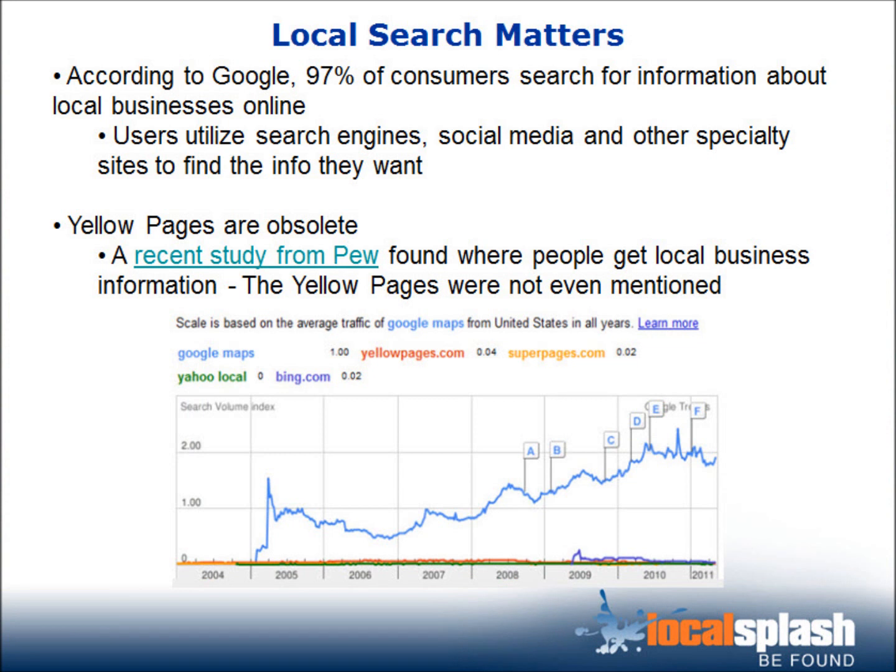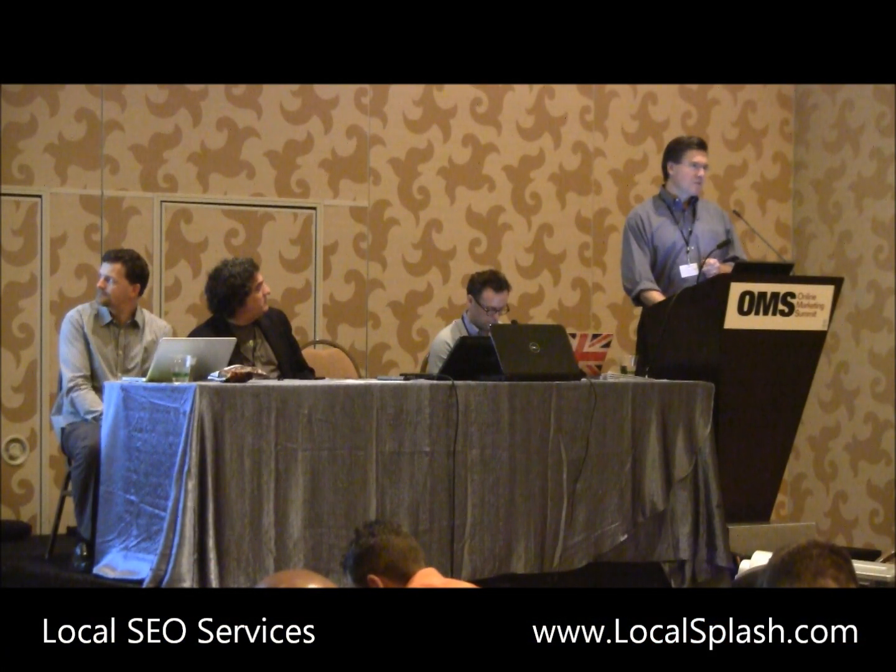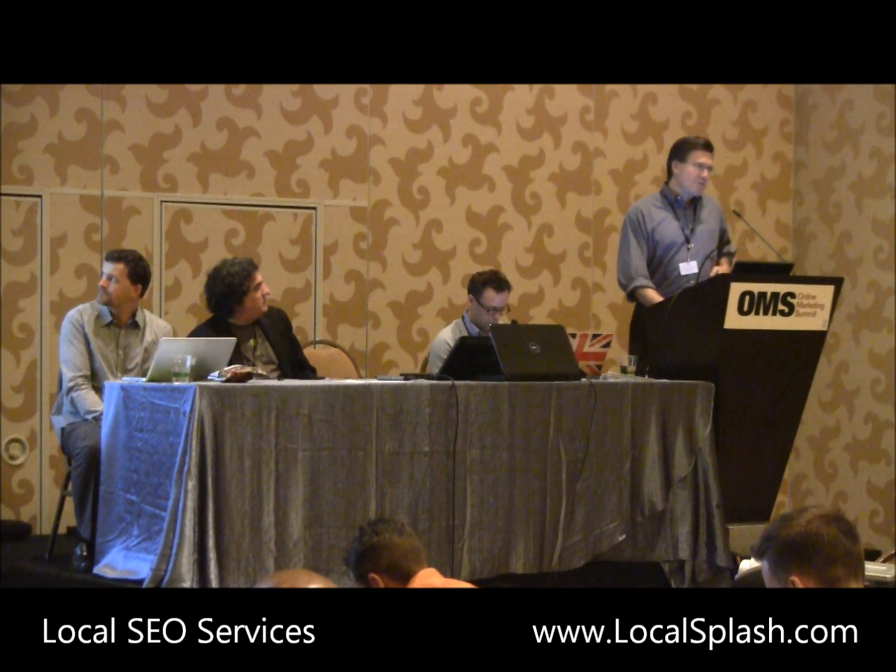This slide really just says that local search does matter. It's the way consumers these days find information about everything, particularly local businesses. And the graph at the bottom shows that Google dominates. The top bar there is Google Maps, and then hardly even legible at very low are Super Pages, Yellow Pages, Yahoo, and Bing. So it's all about Google, and we're going to talk a lot about Google here. Once you get done optimizing Google, then you can think about Yahoo, Bing, and some other directories.